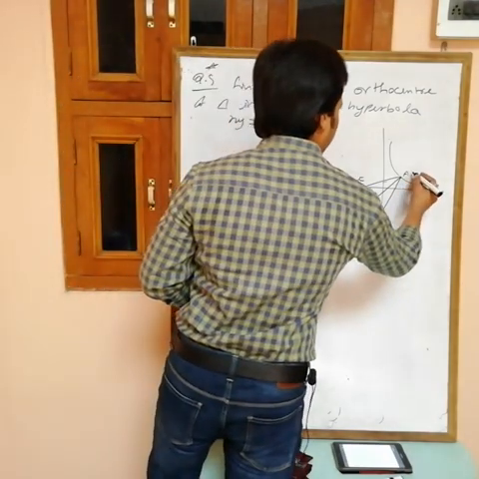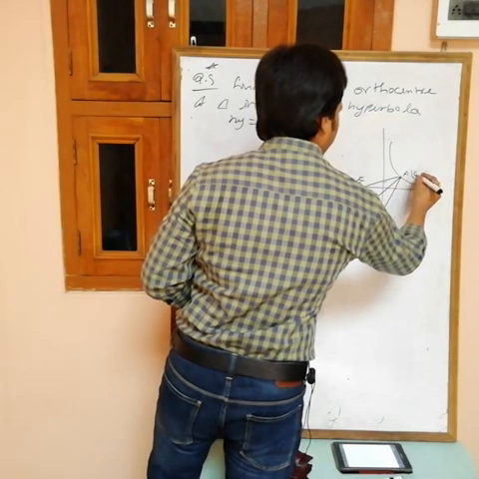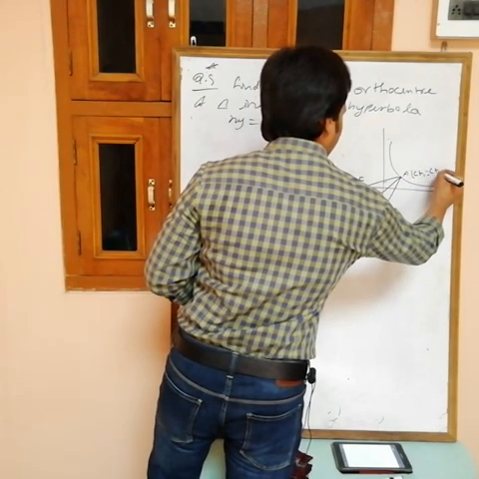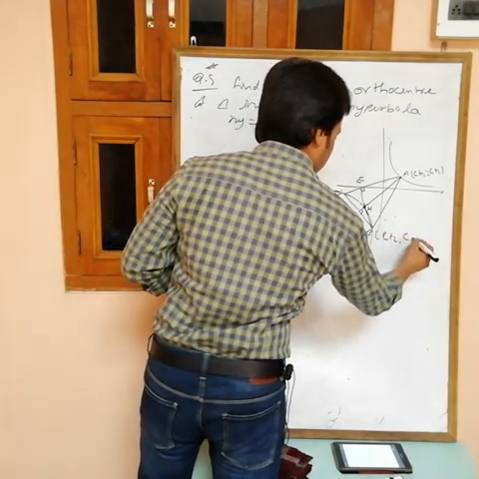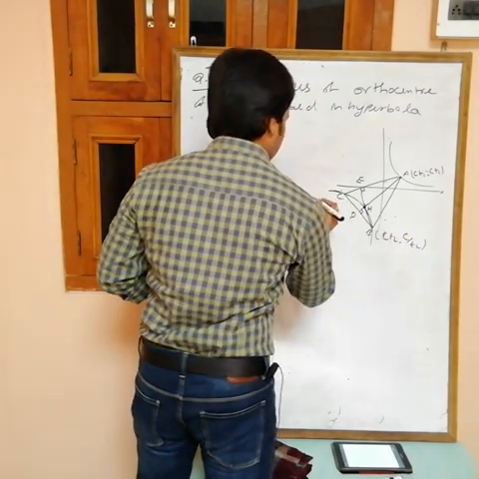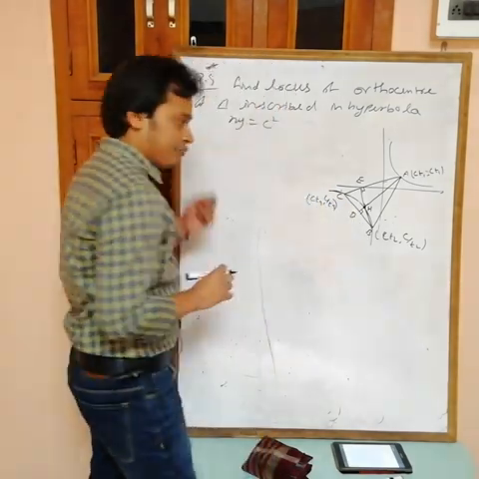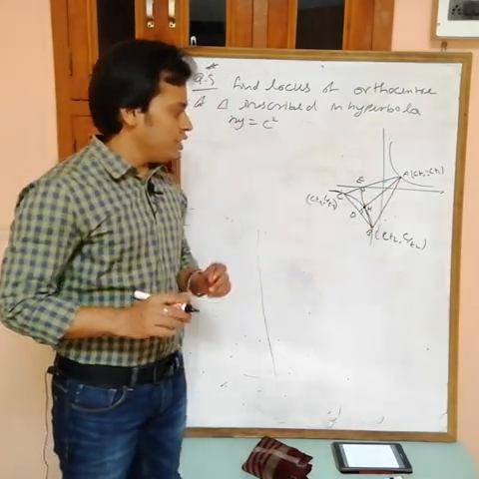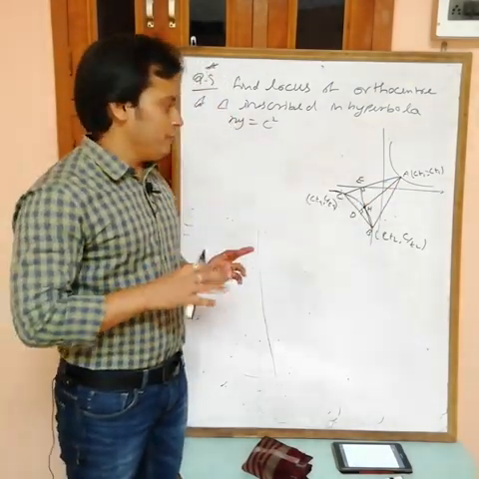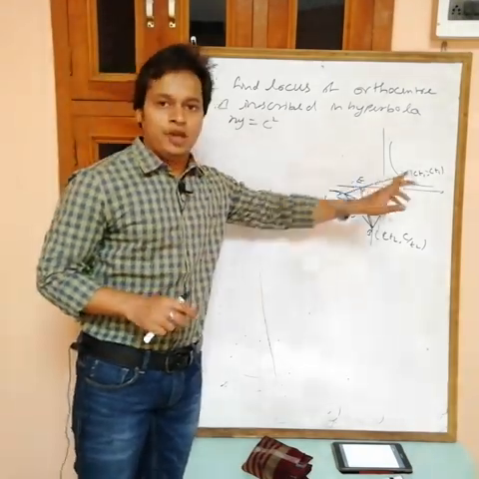Suppose the parameter of A is T1, it means this point is (CT1, C/T1). B is (CT2, C/T2) and C is (CT3, C/T3). Now I want the equation of AD and the equation of BE. To get the equation of AD, what do we want? We want two things: one is the point and the other is the slope. The point we have, A. Then I want the slope.